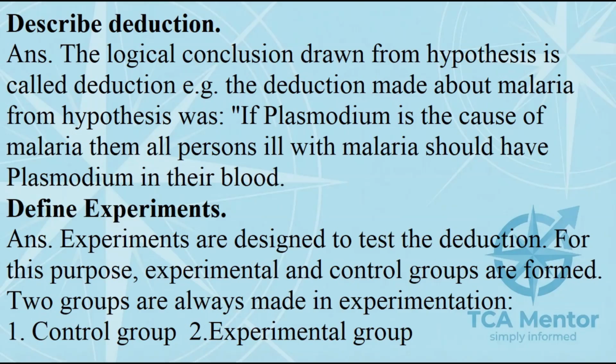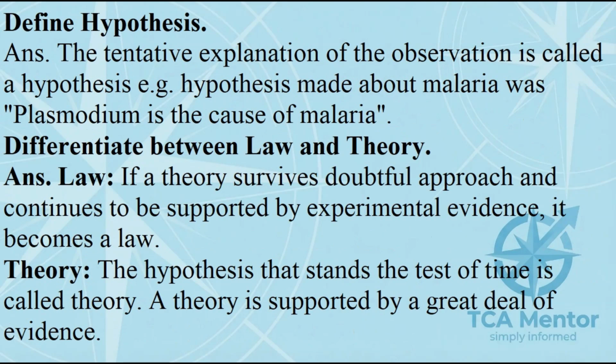Define experiments. ANS. Experiments are designed to test the deduction. For this purpose, experimental and control groups are formed. Two groups are always made in experimentation. Control group. Experimental group.